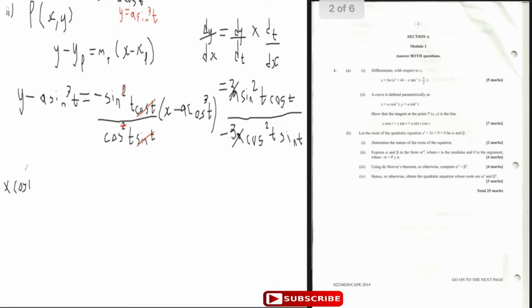By multiplying by the cosine of t, what we're going to get is y cos t. Then multiply this by cos t, we're getting minus a sine cube t cos t. And that is equal to, now the minus sine t times x is minus x sine t, and then minus sine t times minus a cos cube t becomes plus a cos cube t sine t.